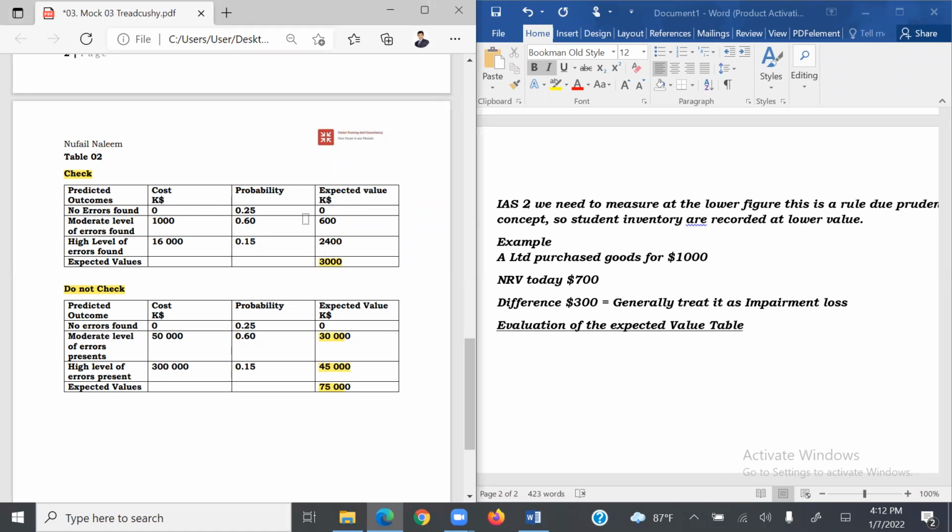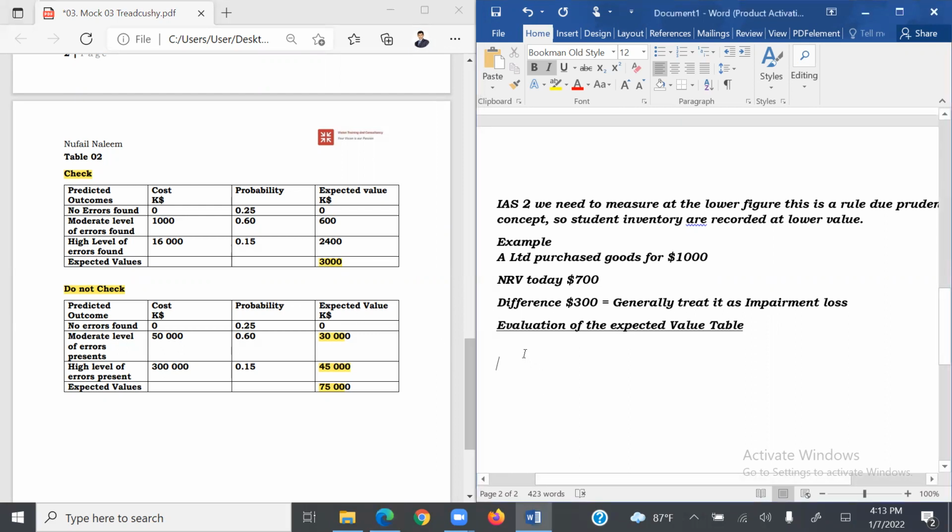So students, I am just asking, are you getting the understanding here? So this is the probability. I will always suggest it's better to go with checking the barcodes. At least you can save the minimum cost from 75,000 to 3,000, almost 72,000 in savings.